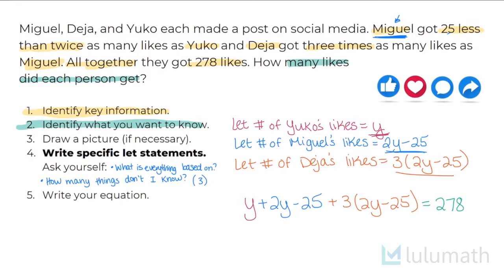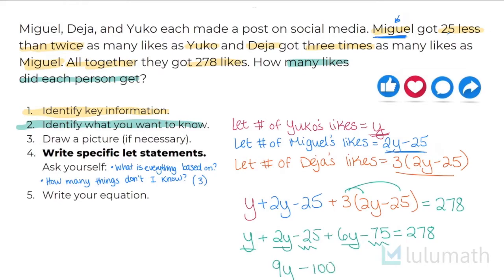Okay, well now that I've done that, I can just solve my equation. So I'm going to go through and solve my equation like I normally would any multi-step equation. So here, I can't do anything with a y, I can't do anything with a 2y minus 25, but I can distribute this 3 through. So 3 times 2y is 6y, and 3 times negative 25 is negative 75, and that's going to equal 278. Well, 1y plus 2y is 3y plus 6y is 9y, and then negative 25 minus 75 is negative 100.